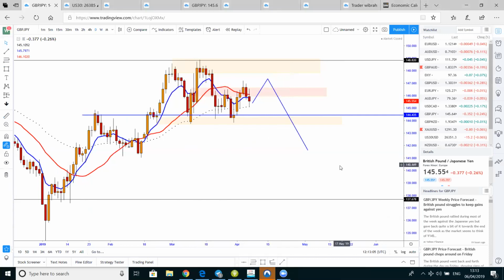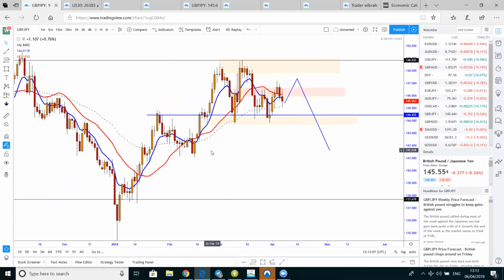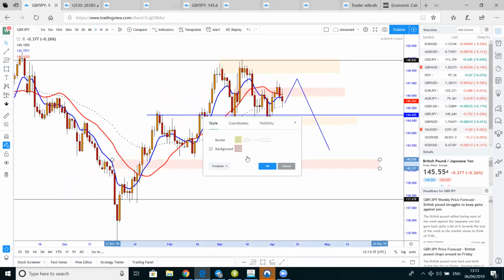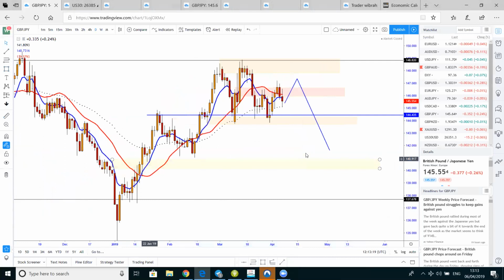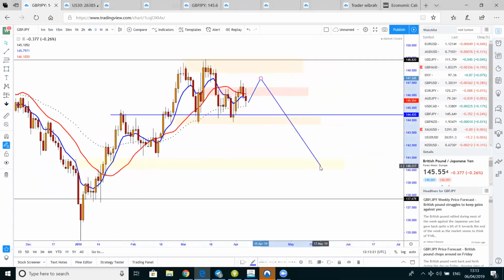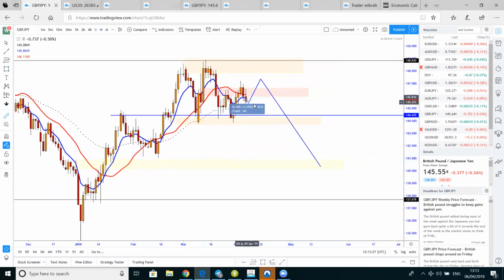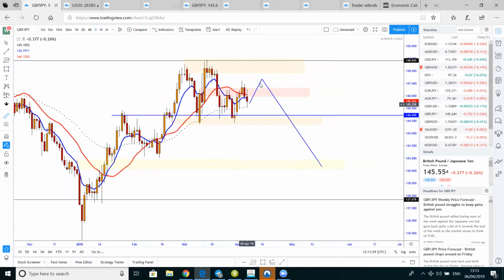Now, what is the next target to the downside? Let me explain. Let me mark that up. This is the next target. This is the first one. Again, 150 pips distance. If the price rises to these levels, your reward significantly increases against the risk.